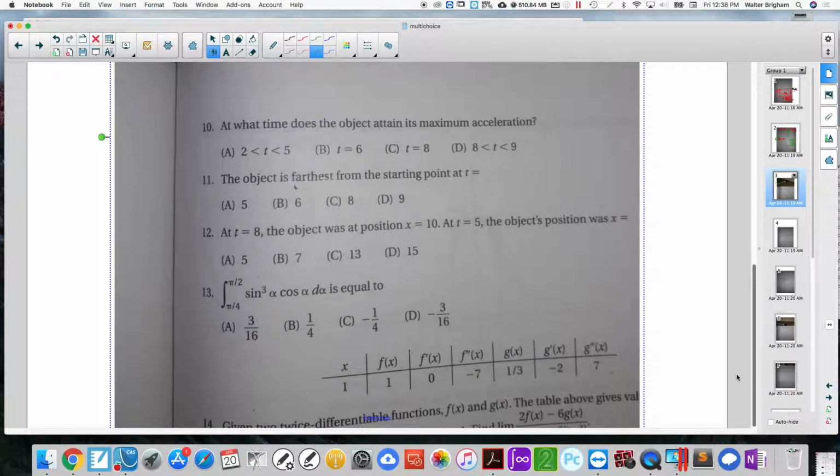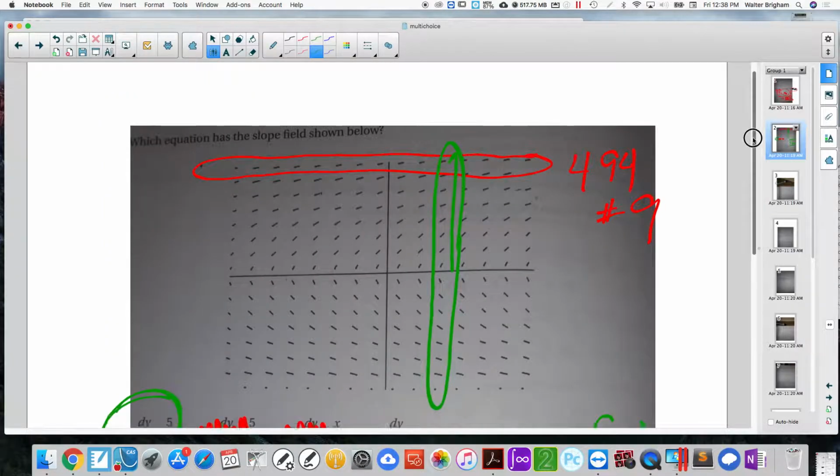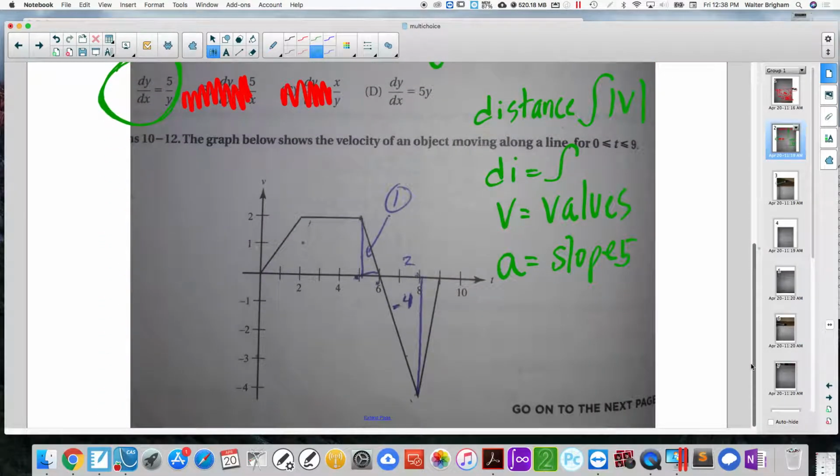Number 10. At what time does the object attain maximum acceleration? So according to our graph, what represents acceleration on this graph? Slope. So I want where it has the maximum slope. Which line is the slopiest line? 5 to 8? I think 8 to 9 looks a tad on the slopier side.